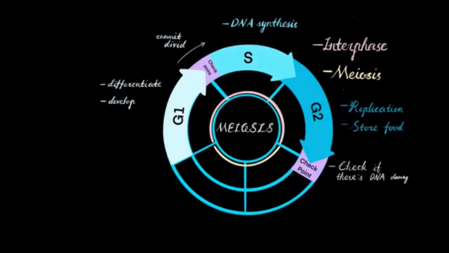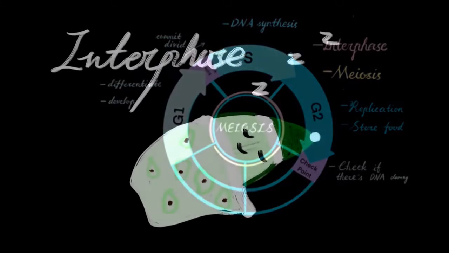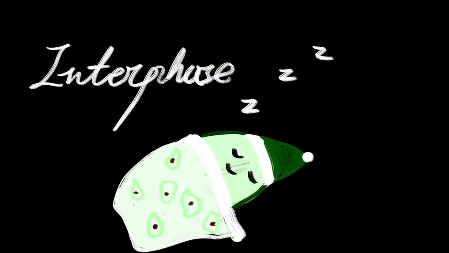Starting off, we have interphase, which is comprised of three main steps: G1, S, and G2 phases, and two checkpoints, G0 and G2 checkpoints. Interphase is mainly when the cell rests, where it spends 90% of the cell cycle preparing for the next time it does meiosis.